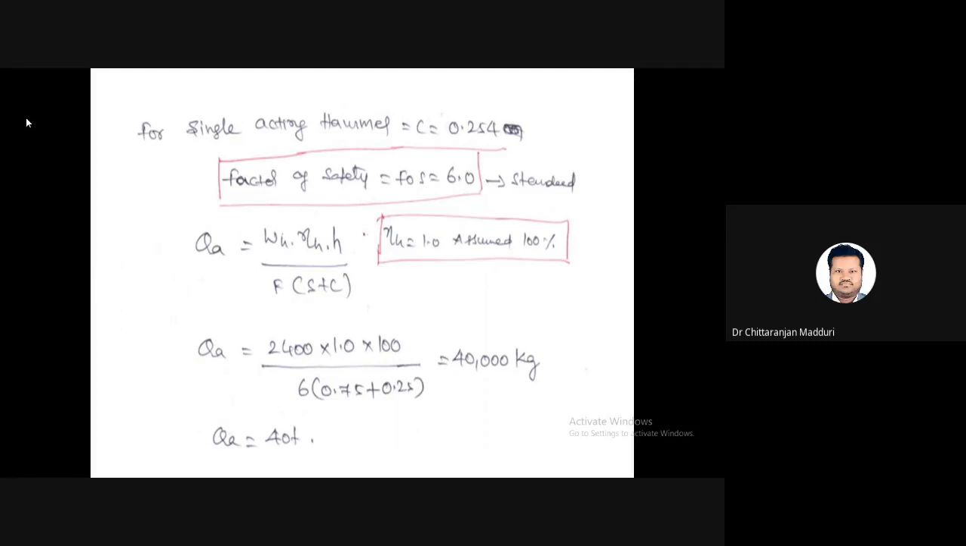For steam hammer, C value equal to 0.25. We will get 40,000 kgs. After converting to tons, allowable load is equal to 40 tons.